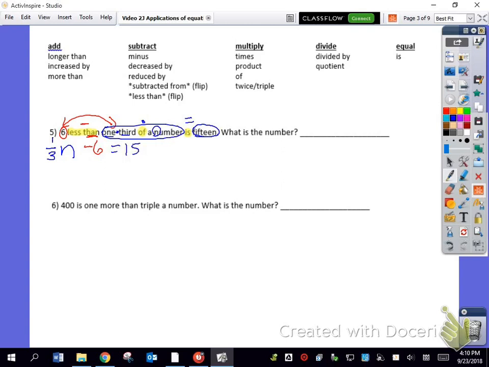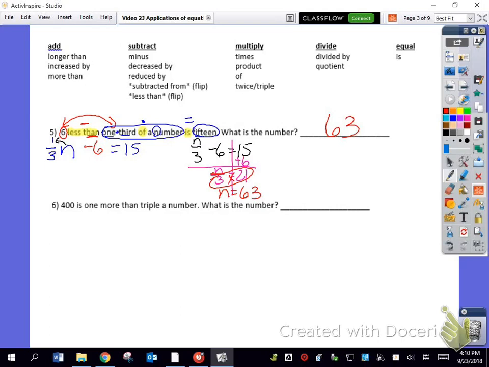Now, I've got that fraction at the front. Remember, you can just put the n on the top. So n/3 minus 6 equals 15. The opposite of subtracting 6 is to add 6. So n/3 equals 21. The opposite of dividing is to multiply. So n equals 63. So you're going to multiply those. Okay?